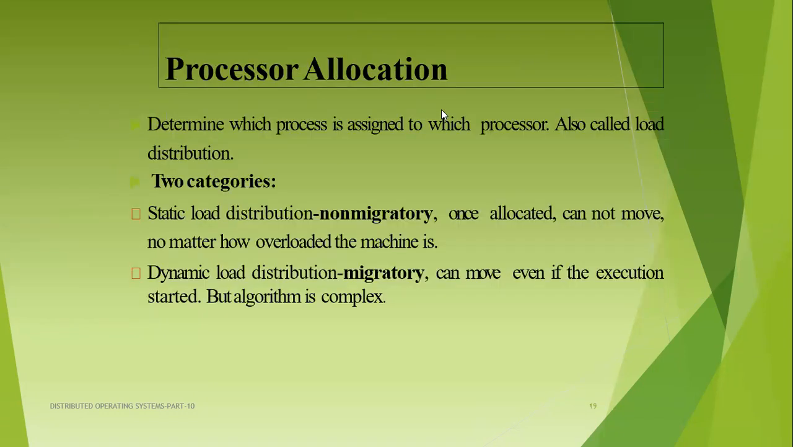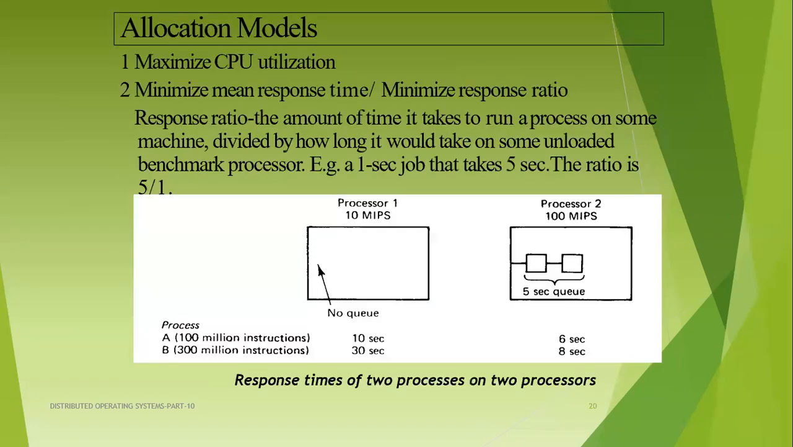Processor allocation determines which process is assigned to which processor, also called load distribution. Two categories: static load distribution is non-migratory; once allocated, a process cannot move, no matter how overloaded the machine is. Dynamic load distribution is migratory; a process can move even after execution has started, but the algorithm is very complex. So we are going to maximize CPU utilization and minimize mean response time.